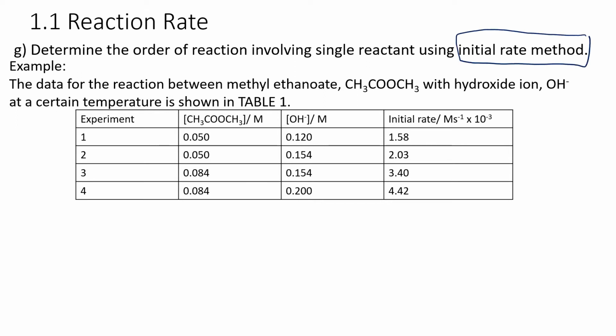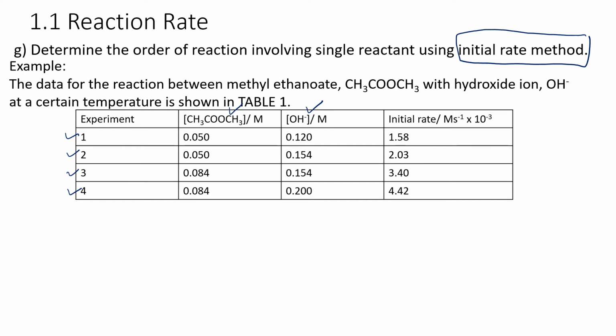In the exam, how are you going to know that the question is related to the initial rate method? Usually you are given data for a few sets of experiments. For example, in this question, you are given 4 sets of experimental data for 2 reactants. Then you must know that you must solve this question using the initial rate method.